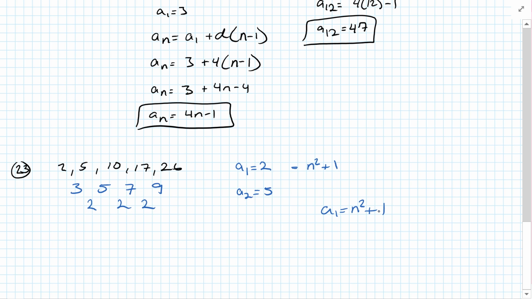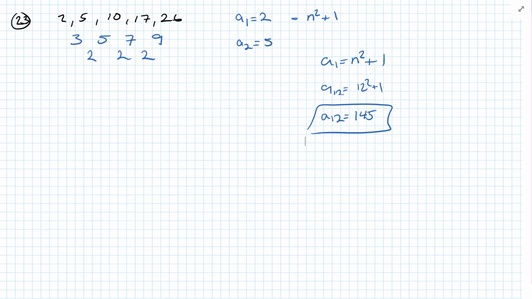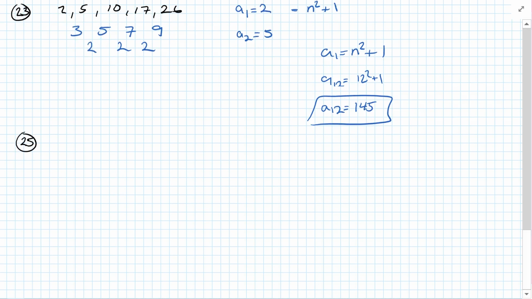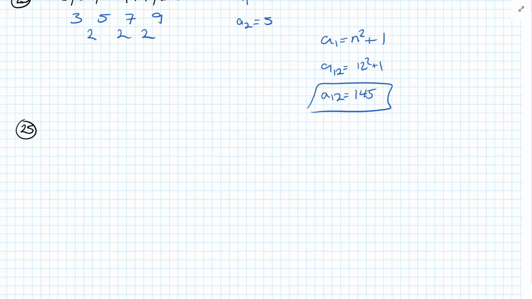And then it says find a of 12. Well, the a of 12 would be 12 squared plus 1. So the a of 12 would be 144 plus 1, which would be 145. That's a tough one. Now, we could have gone in and done some matrix work and set up matrices to solve that one.